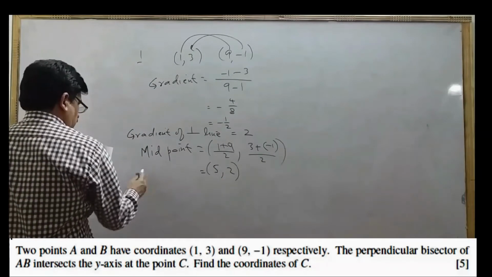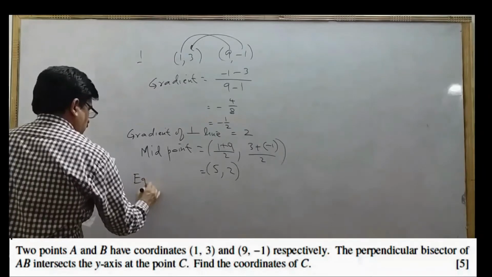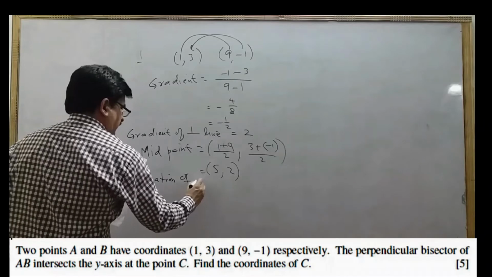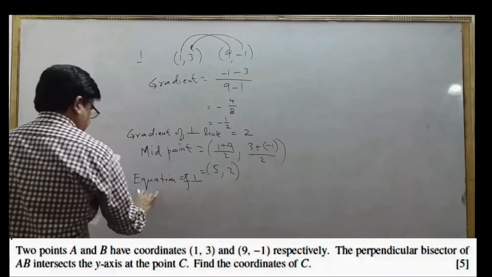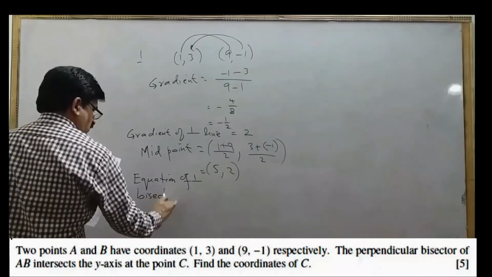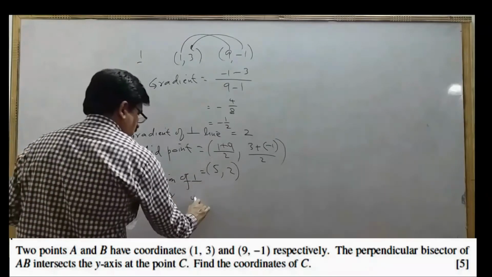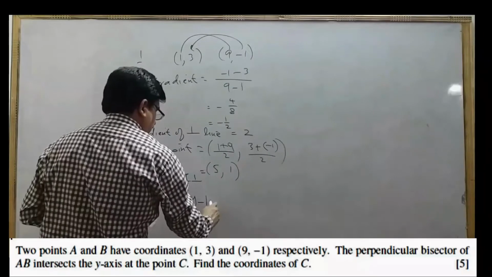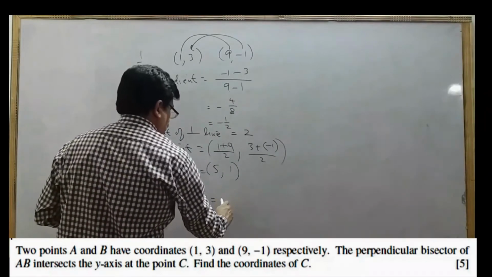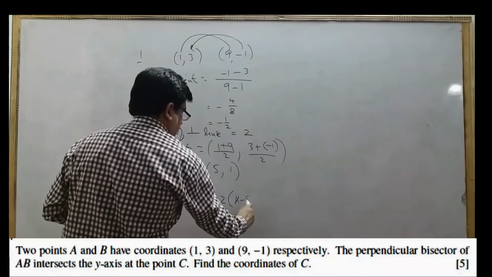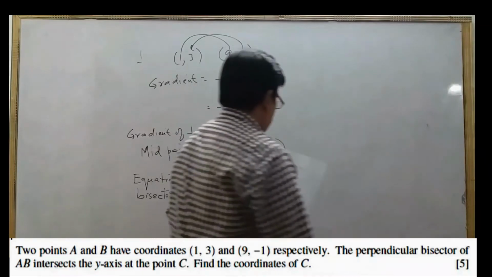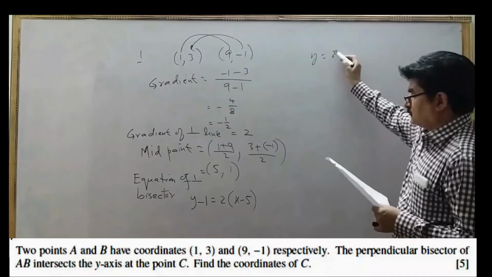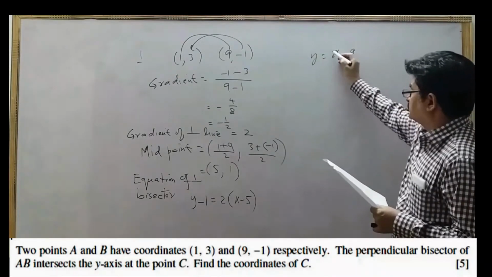Now the equation of the perpendicular bisector will be, with point (5, 2), y minus y1 equals m times (x minus x1). On simplifying, you will get y equals 2x minus 9.